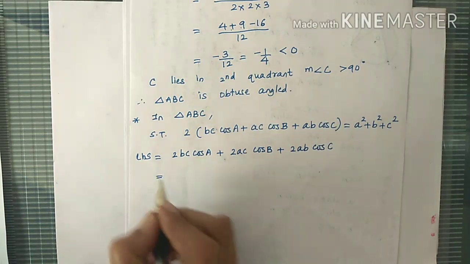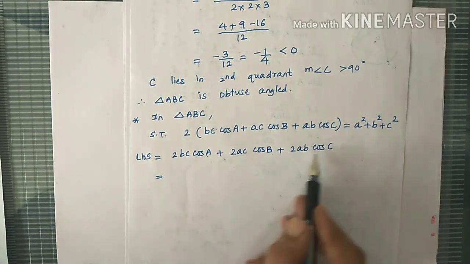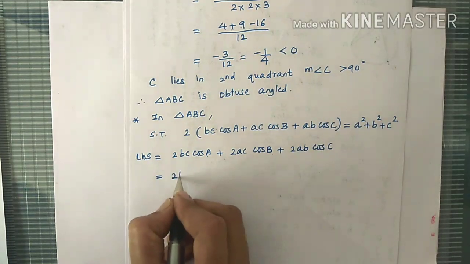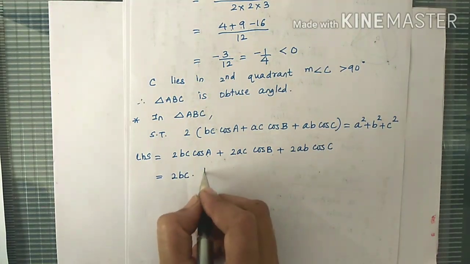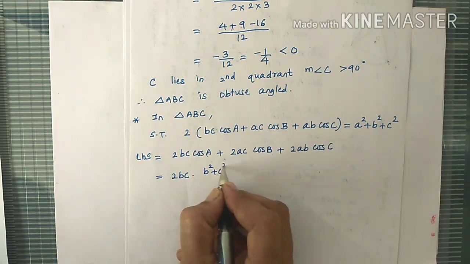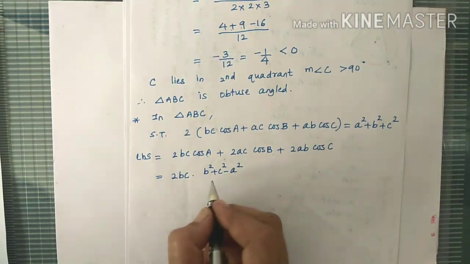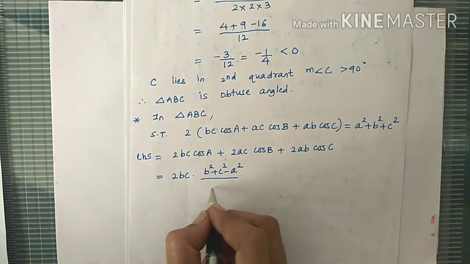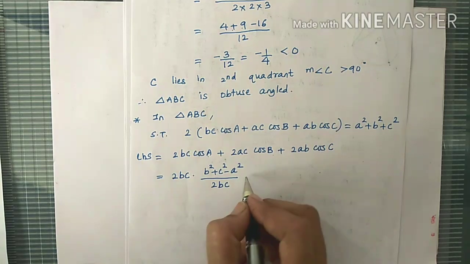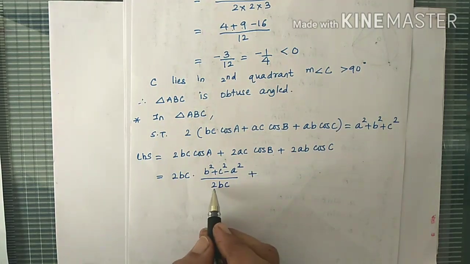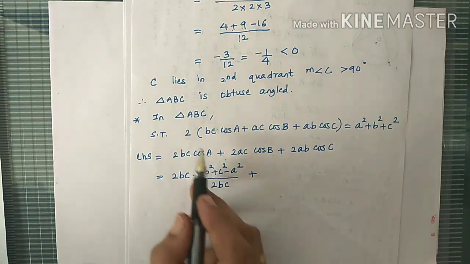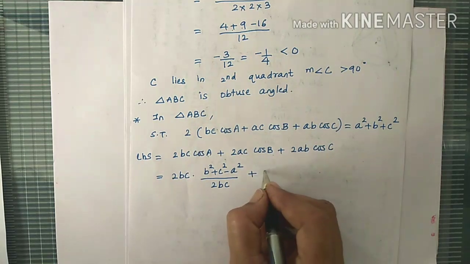Using cosine rule, we can substitute values of cos A, cos B and cos C. Cos A, since it is A, the last term is minus A square, so we have to write the remaining terms first: b square plus c square minus a square upon 2bc. So to cancel this 2bc with 2bc, I have multiplied each term by 2.